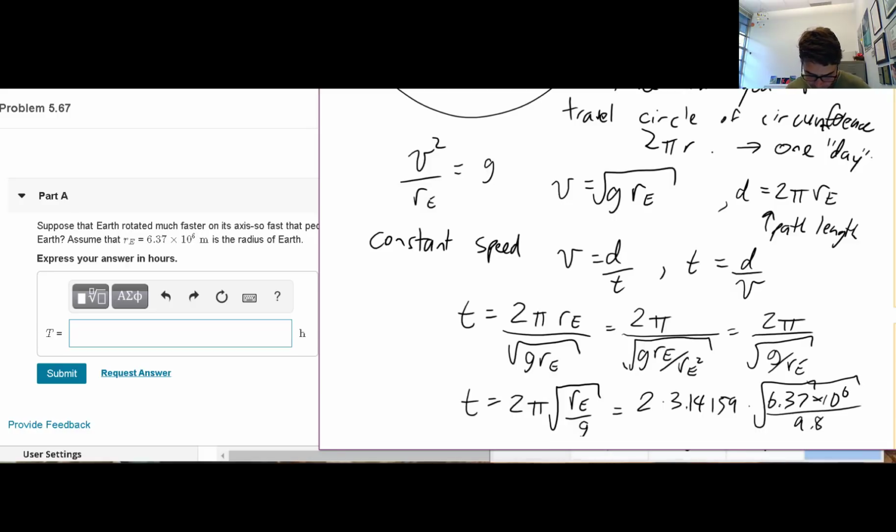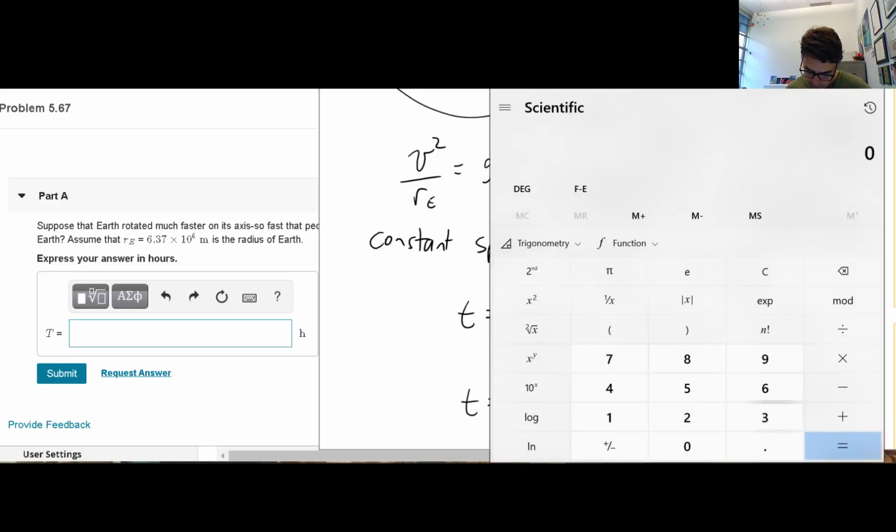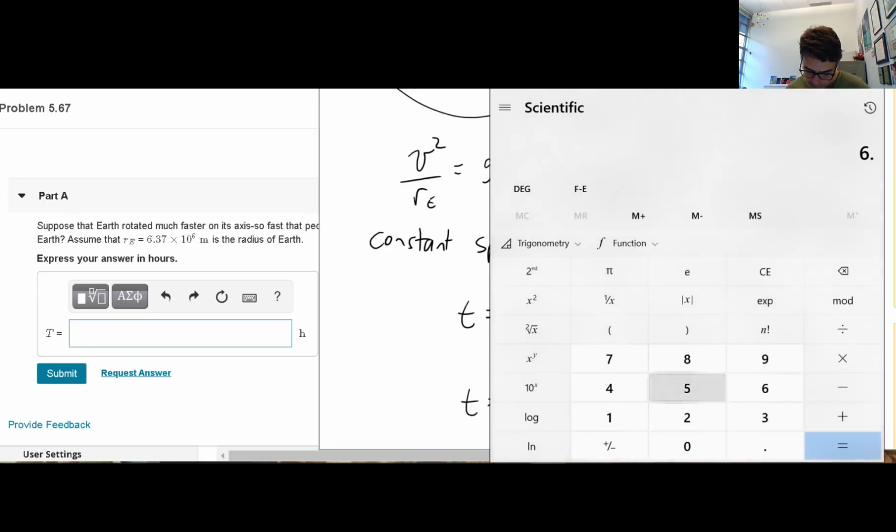So can we do that? Why don't we do, let's do the square rooty part first. So it's going to be 6.37 times 10 to the 6 divided by 9.8 equals square root times 2 times 3.14159 equals, ooh, that's a lot of seconds.